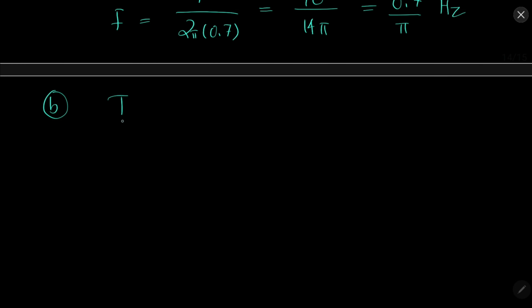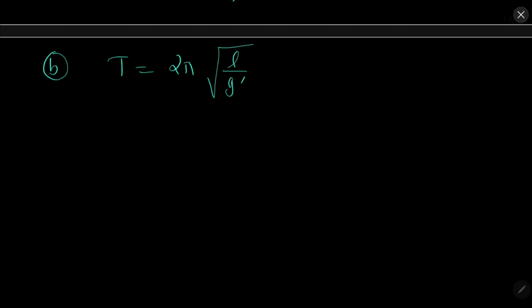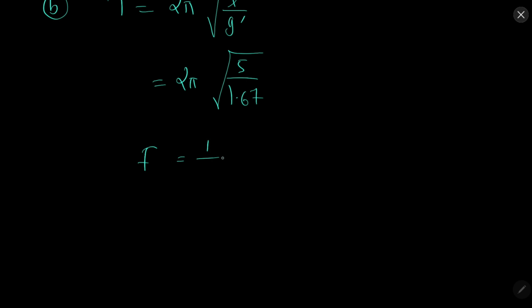B part, time period 2 pi root L over g dash. So it will be 2 pi root 5 over 1.67. Frequency is 1 by T. So therefore after solving we will get root 3 hertz.